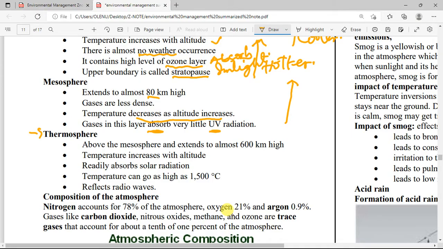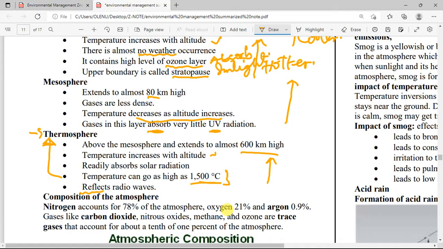Then lastly, we have the thermosphere, which is above the mesosphere and extends about 600 kilometers high, and the temperature increases with altitude. So within this layer, the higher you go, the hotter it becomes. It readily absorbs solar radiation, and temperature can go as high as 1500 degrees Celsius within the thermosphere. And lastly, it is also the area where radio waves are reflected.